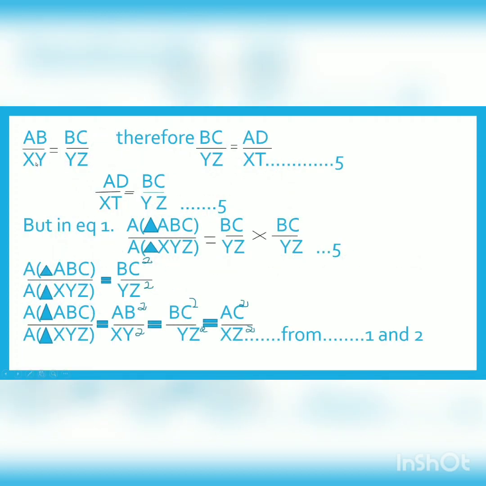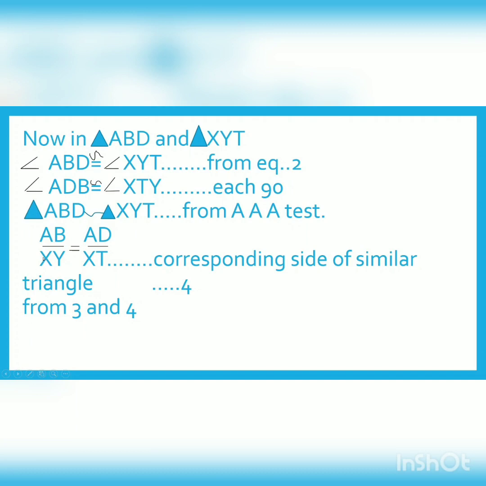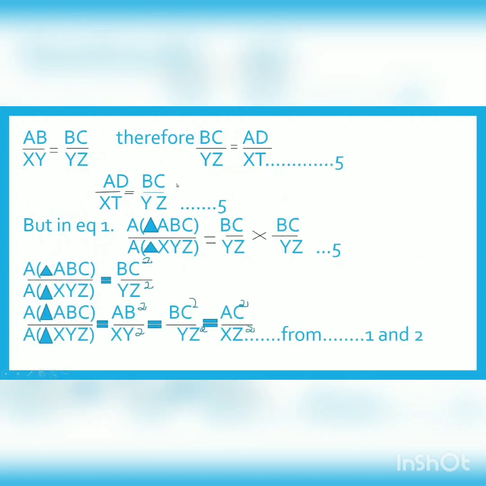Now, AB upon XY is equal to BC upon YZ, in our first equation, the corresponding sides. Therefore, BC upon YZ is also equal to AD upon XT. In the last equation, we show AB upon XY is equal to AD upon XT. So you can say BC upon YZ is equal to AD upon XT also, because AB upon XY is equal to BC upon YZ.